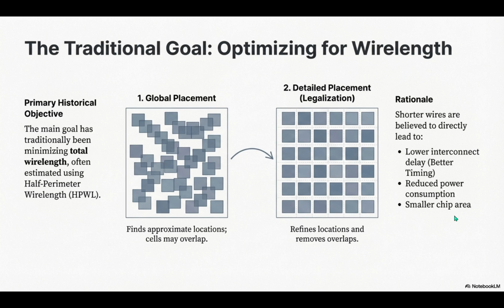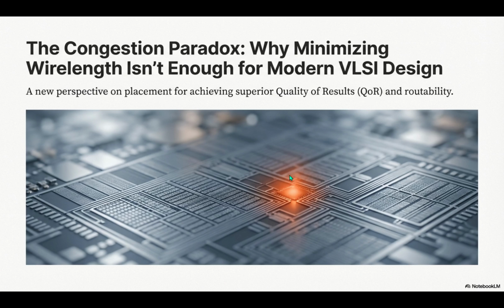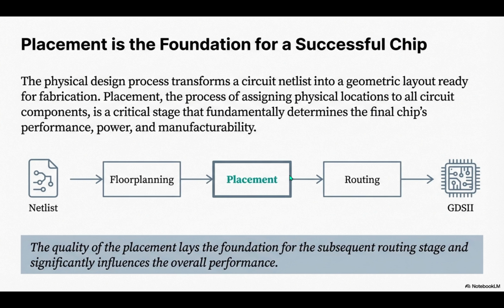It was. The sources confirm that the total wire length of a placement is actually equivalent to the total routing demand spread across all the global edges of the chip. So if you minimize one, you're minimizing the other. At least you're minimizing the average routing demand across the whole circuit. That's the logical assumption. But here is the massive critical flaw that modern chips have just completely exposed.